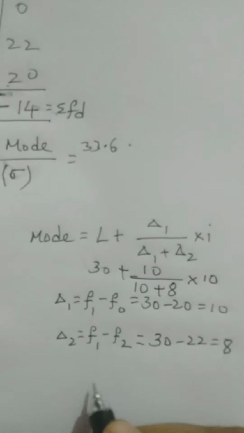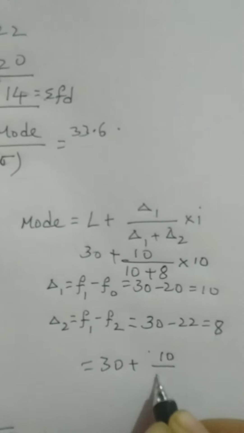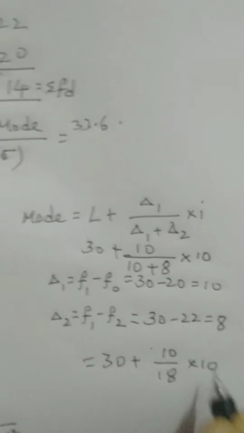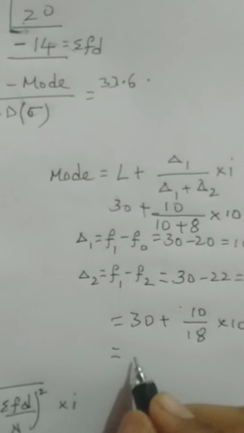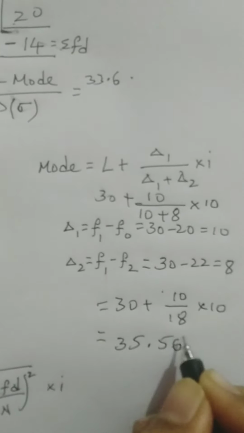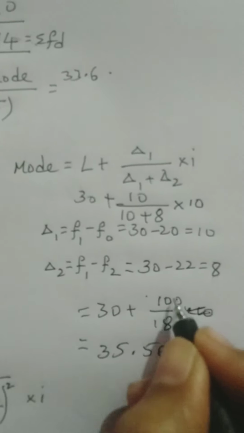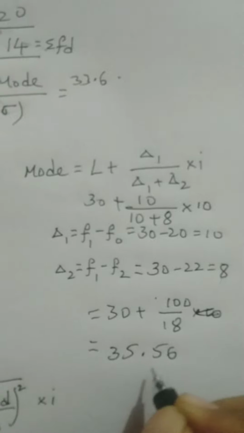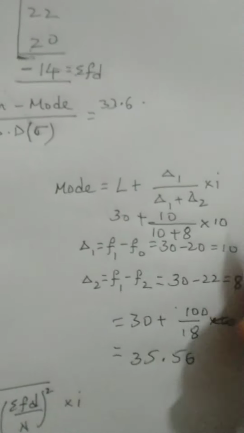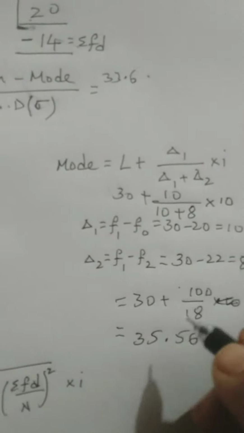So when I calculate this, I will get 30 plus 10 by 18 into 10. That means I will get the answer as 35.56. 10 into 10 is 100. I will remove this. 100 divided by 18, I will get 1.8 something. So here, students, I will write this 35.56 in place of mode.